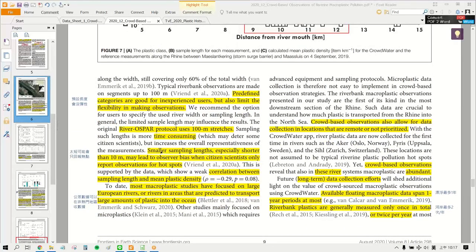Oh, and this is a very good point here. Smaller sampling lengths, especially shorter than 10 meters, may lead to observer bias when citizen scientists only report observations for hotspots. It's a very good point, because if the sampling site is not random and is chosen by people's decisions, probably there will be some bias, especially if the length is too small. And they found there's a weak correlation between sampling length and the mean plastic density. So it's very interesting here.